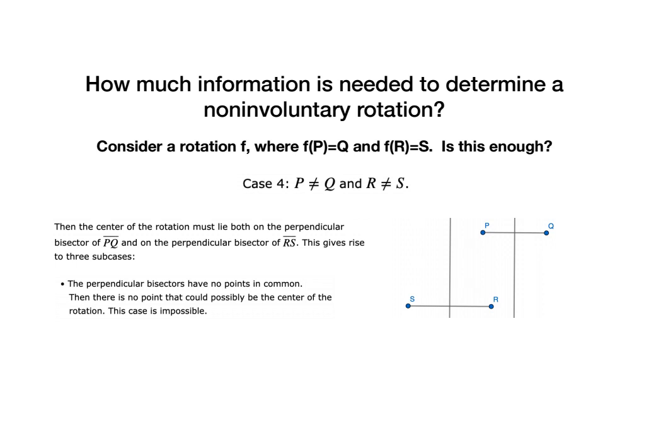Continuing on with case 4, the third subcase says the perpendicular bisectors have no points in common. Then there is no point that could possibly be the center of rotation. In this case, it is impossible, and I've drawn a picture over here. There is no way that I can have the same rotation map P to Q and R to S.